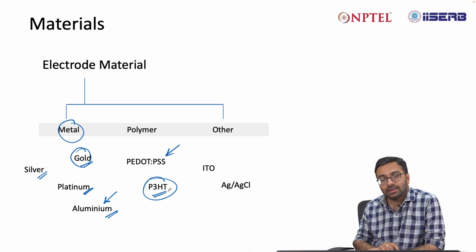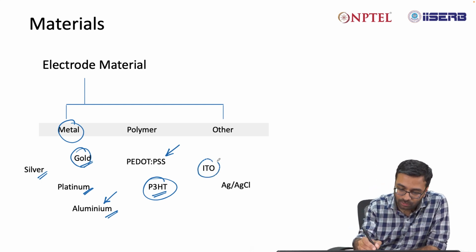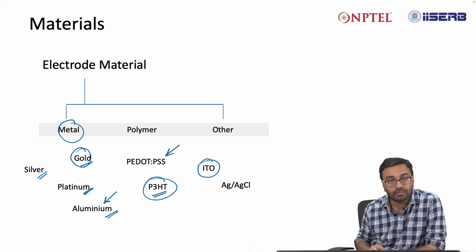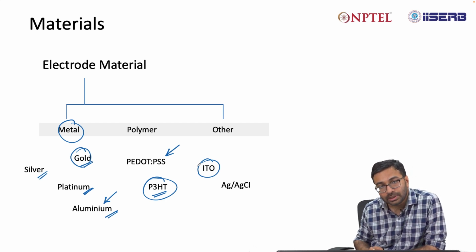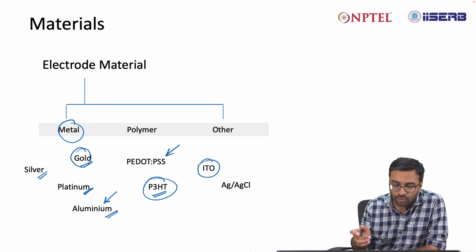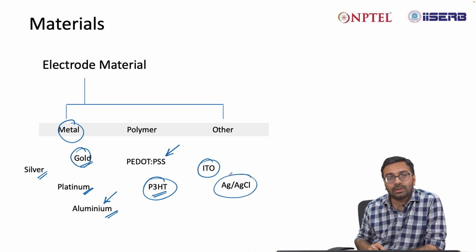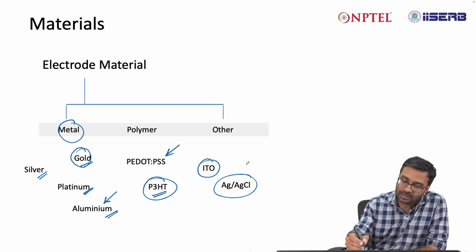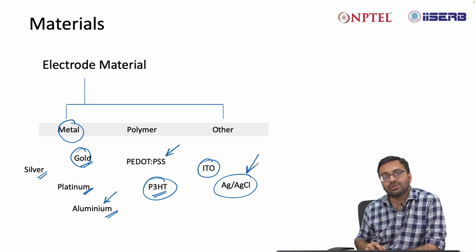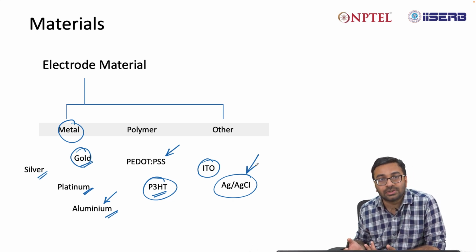Then there are some other materials as well. For example, ITO, which is a very conductive material. ITO, indium tin oxide, also can be used for electrode material. You can use Ag/AgCl as an electrode. In the case of electrochemical sensing, you will find that Ag/AgCl is used as one of the electrodes in that type of sensor. So there are different electrode materials as well.